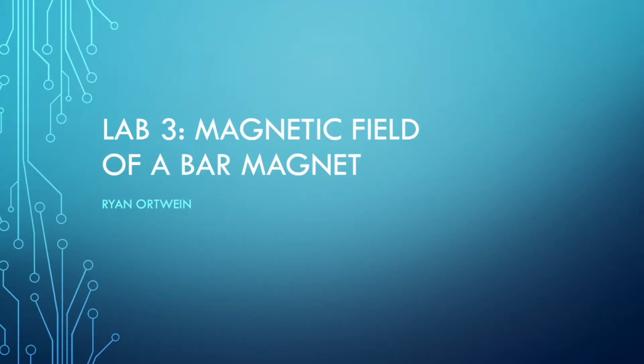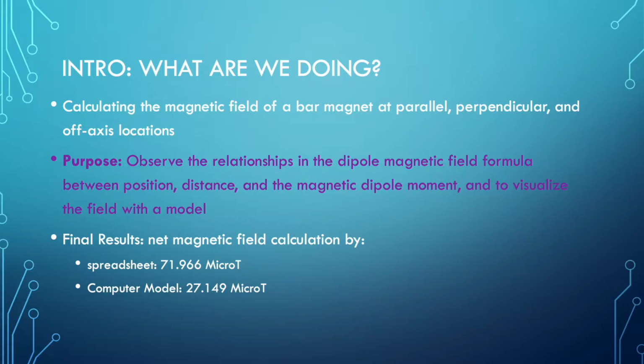Let's get started. In this lab, we're going to be calculating the magnetic field of a bar magnet at parallel, perpendicular, and off-axis locations. Our purpose is to observe the relationships in the dipole magnetic field formula between position, distance, and the magnetic dipole moment, as well as visualizing the magnetic field with a model.